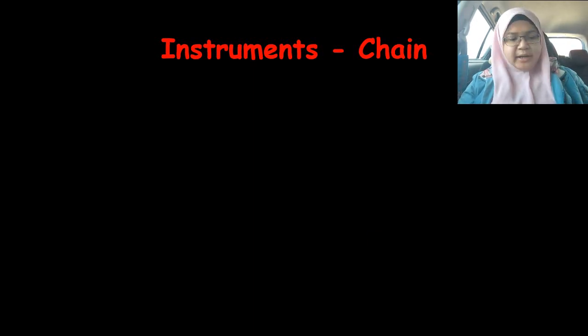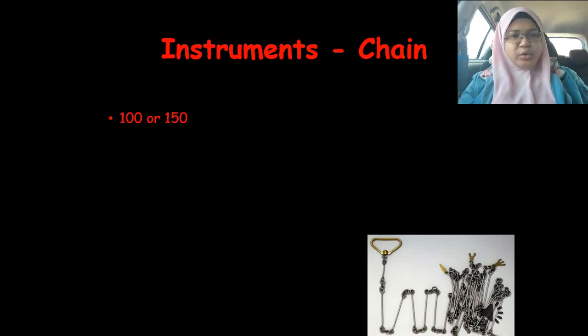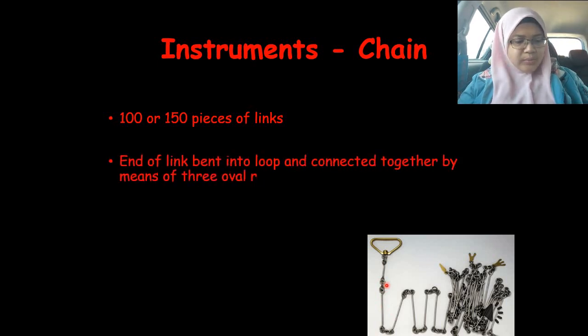So this is how chain looks like. It is composed of 100 to 150 pieces of links, made of galvanized mild steel wire. These are the links, and these links, as you can see here, are joined together with oval rings and handles at both ends, and the end of each link is bent into a loop and connected together by means of three oval rings. As you can see here, these are the links, and they are joined together by these oval rings, and if you can count it, it has three oval rings over here.